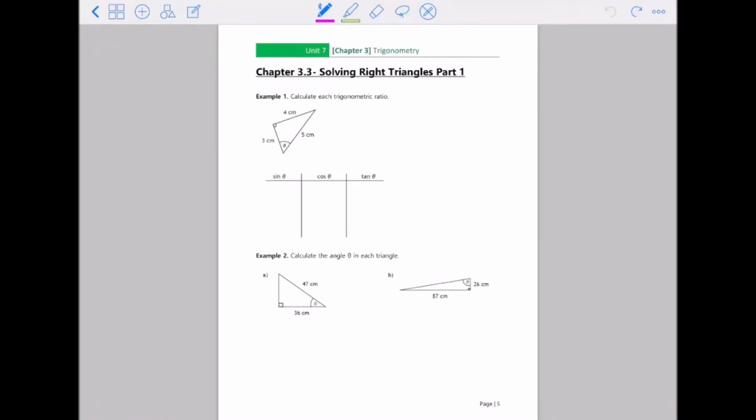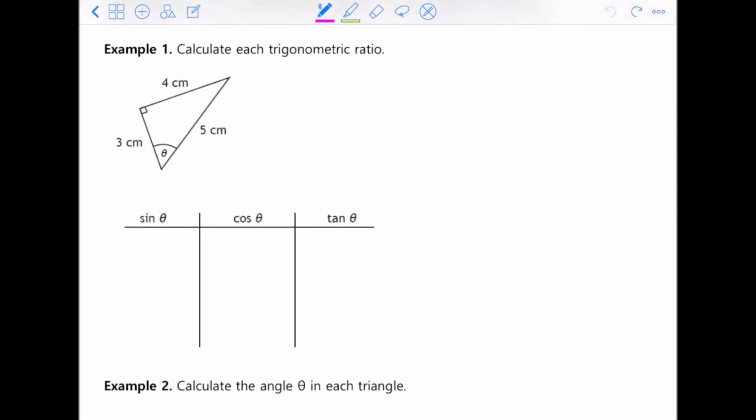Hi everyone, let's go over chapter 3.3 Solving Right Triangles Part 1. Example 1. Calculate each trigonometric ratio. Recall from last class we talked about how to remember sine, cos, and tangent ratio. We denote it as SOHCAHTOA. And we'll use this ratio to solve and state the ratio.